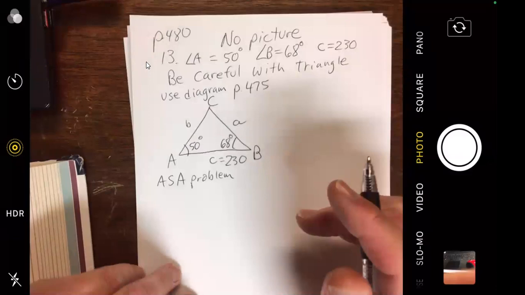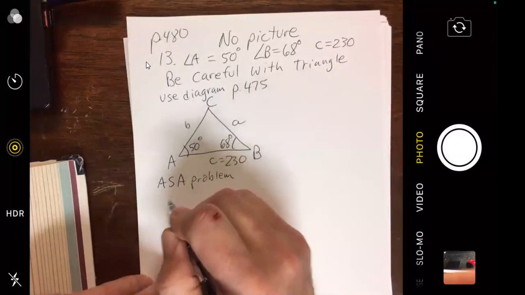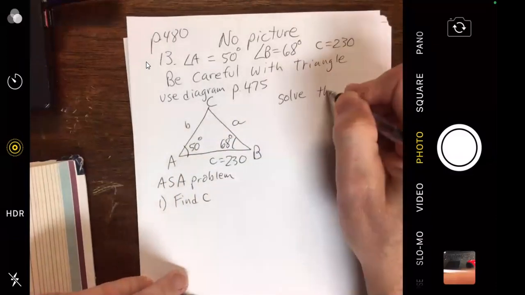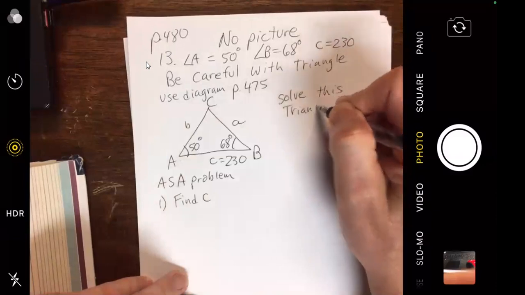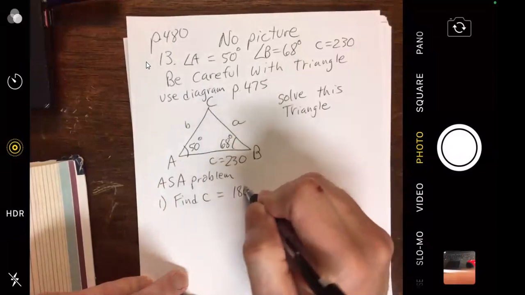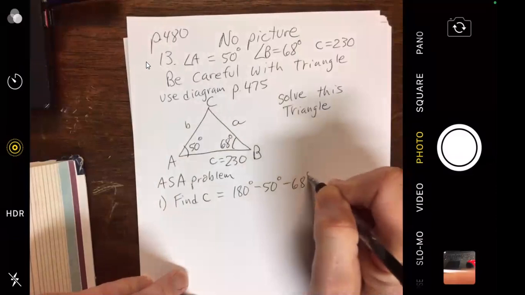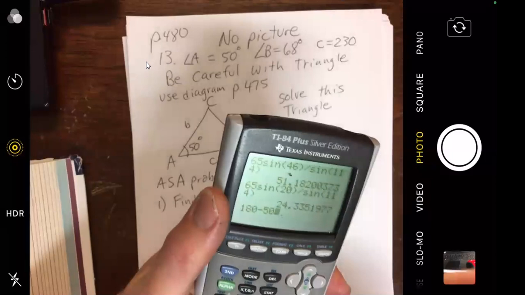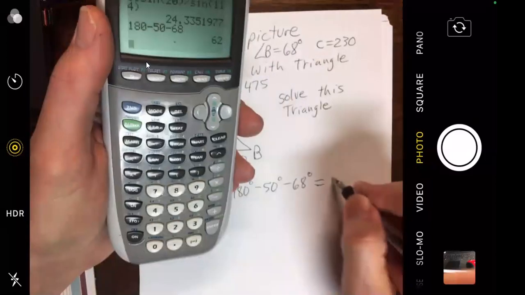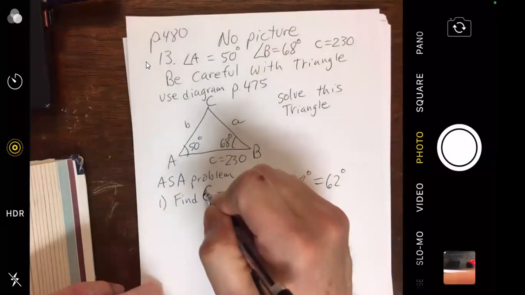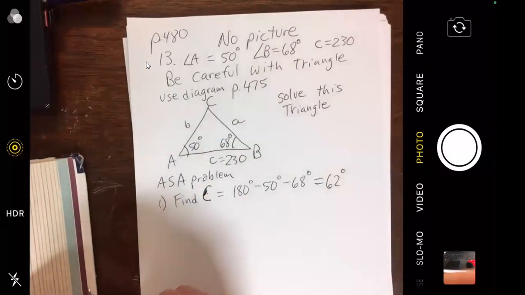Again, you can go at this any way you want. I'll start with angle C. Find C. We're solving this triangle. It would be 180 minus 50 minus 68. You repeat a lot of the same steps in a lot of these triangles. Notice I never check the mode doing something like this. 62 degrees. I should call that big C; if you get sloppy with the size of them, it gets a little confusing.